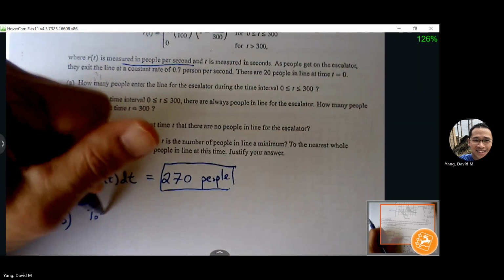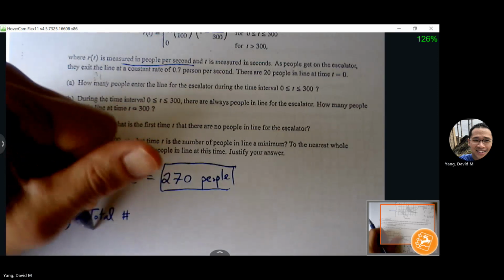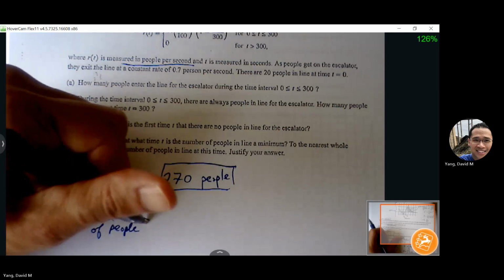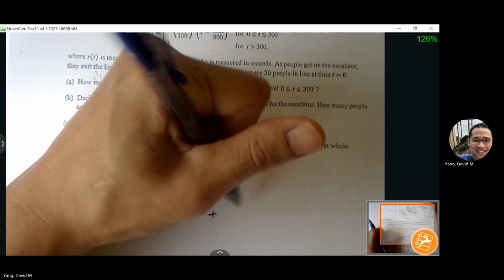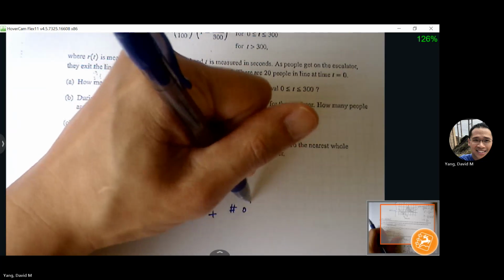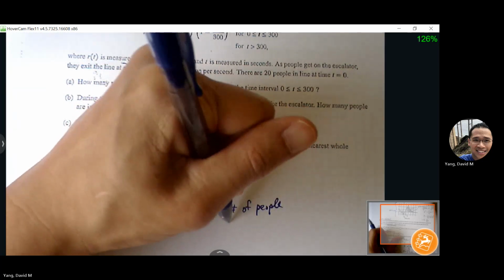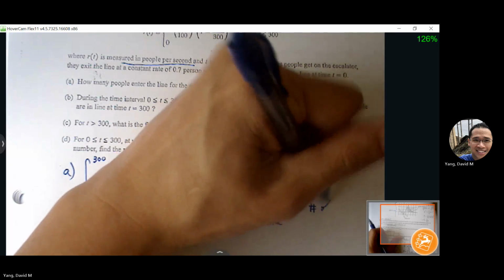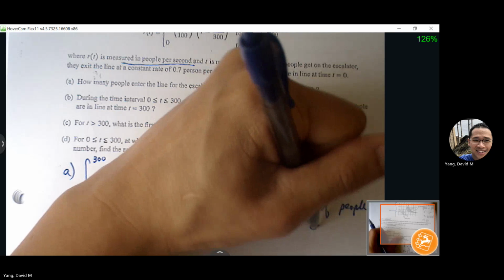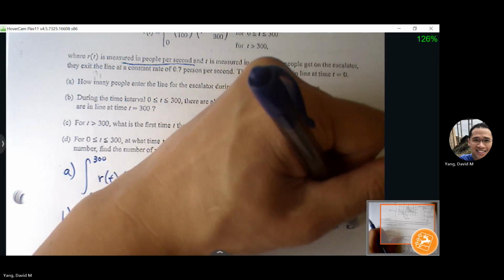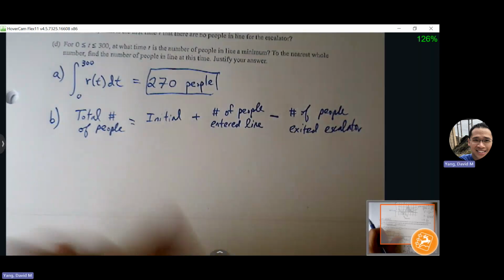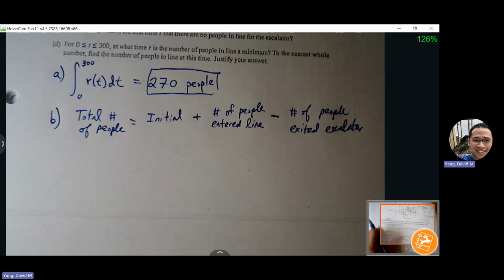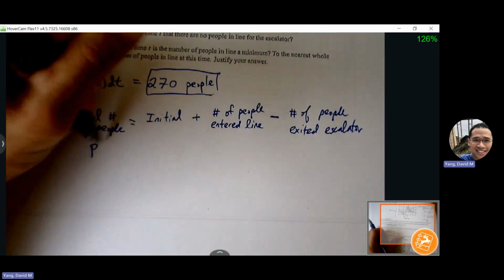So total number equals initial plus... Now on the AP exam, you don't have to write all this out. Okay, I'm doing it just so that I can keep reminding us of the formula that I'm using to help build my equation. So I'm going to let P represent the number of people.